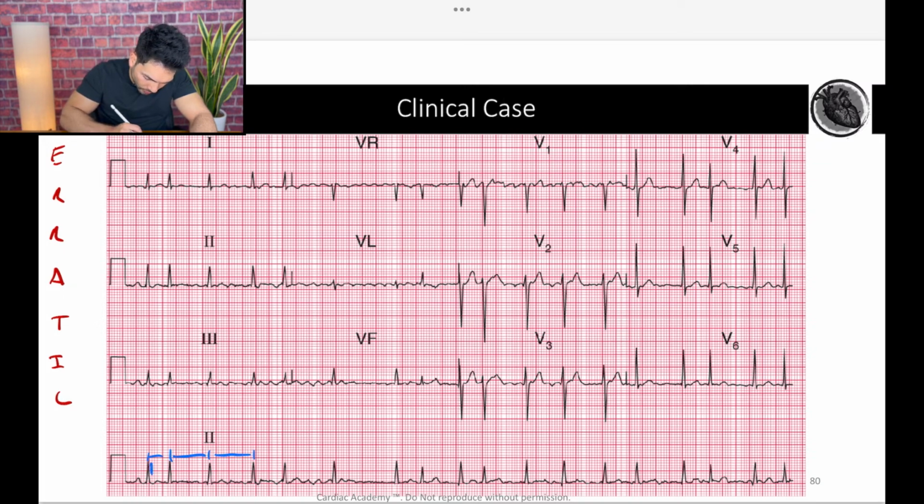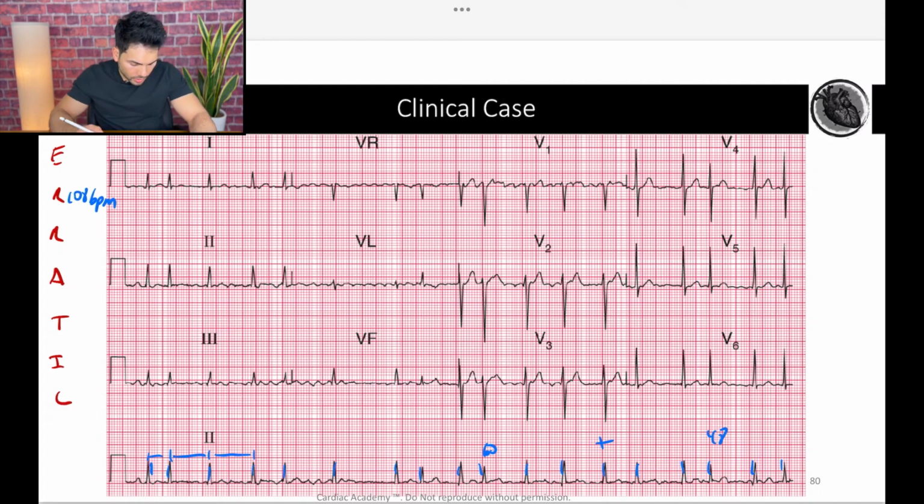1, 2, 3, 4, 5, 6, 7, 8, 9, 10. That's 60. 1, 2, 3, 4, 5, 6, 7, 8. That's 6 multiplied by 8, 48. We add those and we have 108 beats per minute.